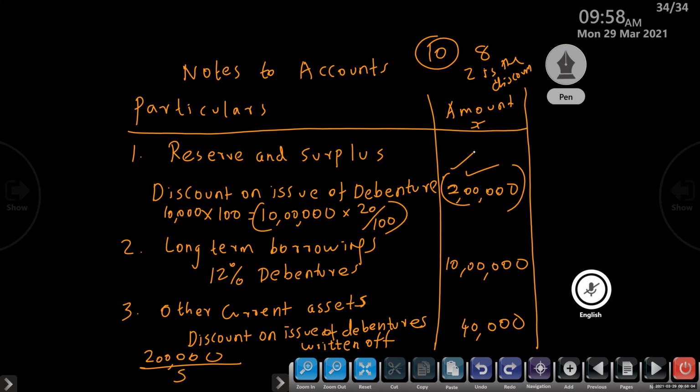Sorry. So now no need to write 2 lakh. Here 1,60,000 only will come. So the total amount of discount is 2 lakh only, but this year we wrote off 40,000. So this year, how much is the discount on issue of debenture? That is 1,60,000, not written off. That will come under reserves and surplus: 1,60,000.